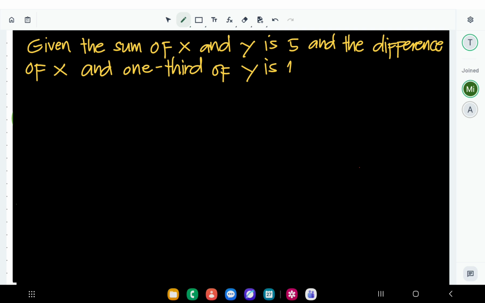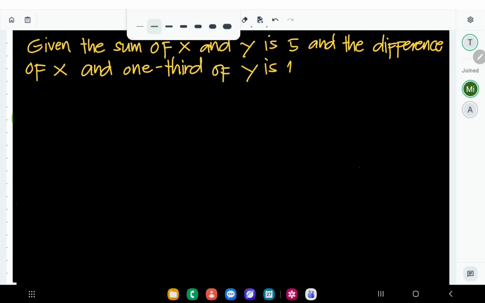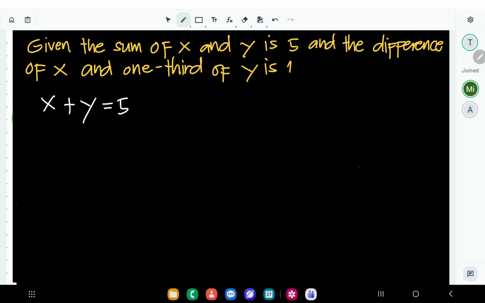Given the sum of x and y is 5 and the difference of x and 1/3 of y is 1, write a system of equations based on the information and solve it graphically. So again, we're given mathematical sentences, and then we write this into mathematical equation. The sum of x and y, sum meaning you add, so x plus y equals 5. And the difference of x and 1/3 of y, difference is minus, so x minus 1/3 of y is equal to 1. So these are your two equations. This is the first equation, this is the second.